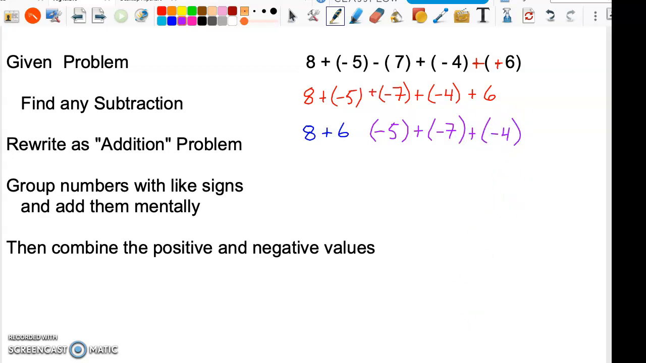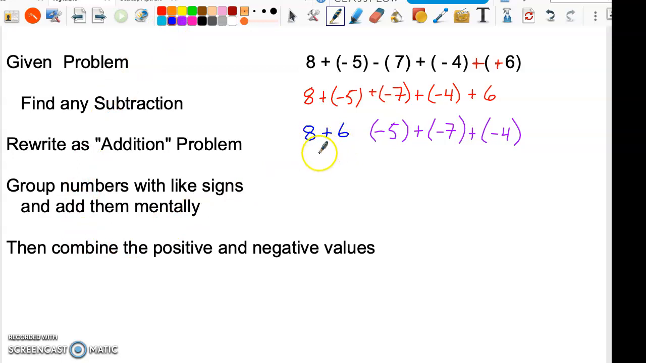I can combine them separately and do one final subtraction. We're going to take the bigger value and subtract the smaller value and keep the sign of the bigger value. So I'm going to combine my positive numbers and combine my negative numbers, and then I'm going to see what they look like and subtract them at the end.